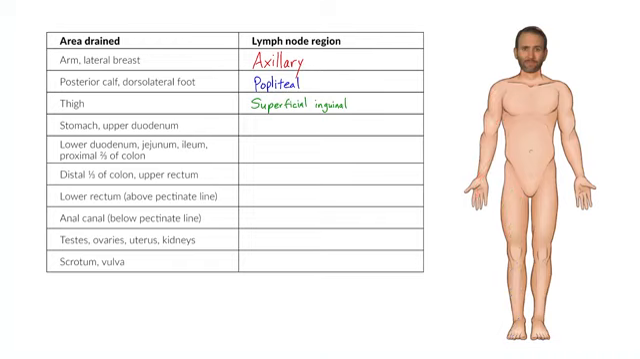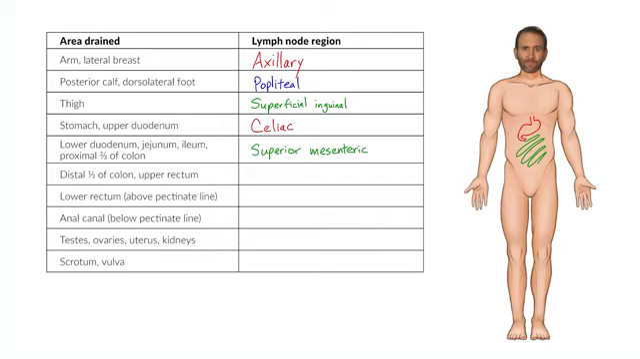Let's look at the lymphatic drainage of the GI tract, which is a little bit trickier. The stomach and the upper duodenum drain to the celiac nodes. The lower duodenum, jejunum, and ileum drain to the superior mesenteric nodes. So it kind of matches the blood supply. The celiac trunk supplies the stomach, and the SMA supplies most of the small intestines.